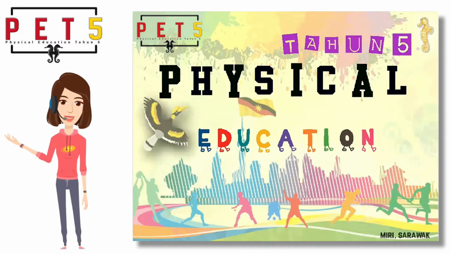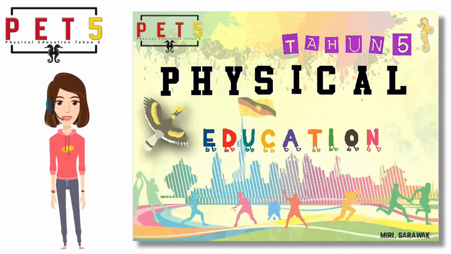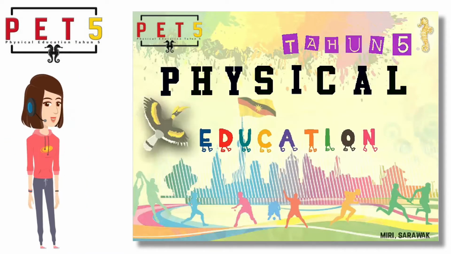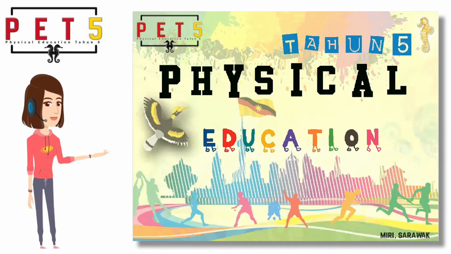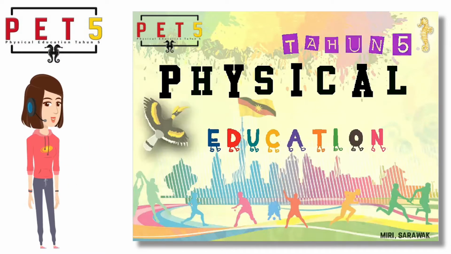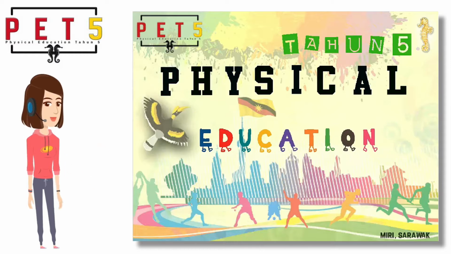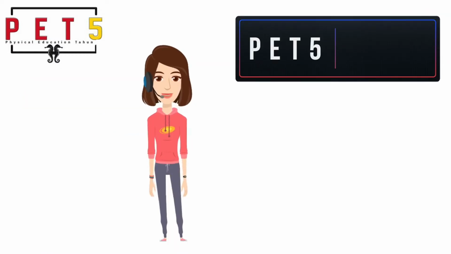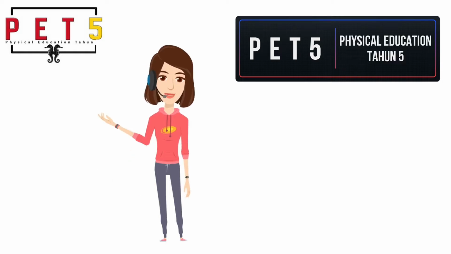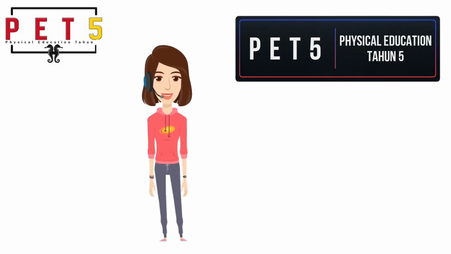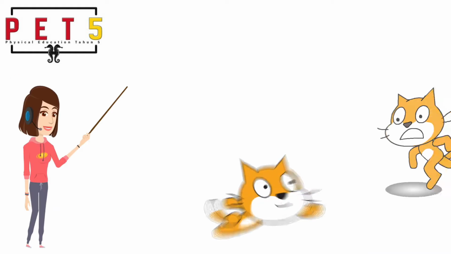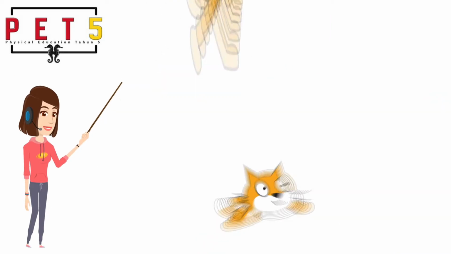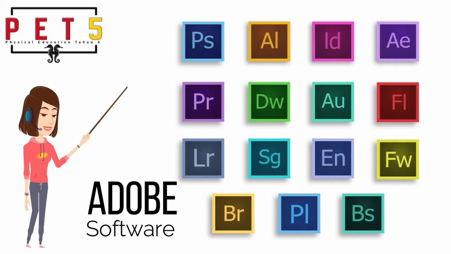What would you do if you had been in my shoes? Here is what happened. In this video, I would like to introduce a courseware called PET5. The courseware PET5 stands for Physical Education Tahun 5, developed by using Scratch 2.0 programming environment and Adobe software.